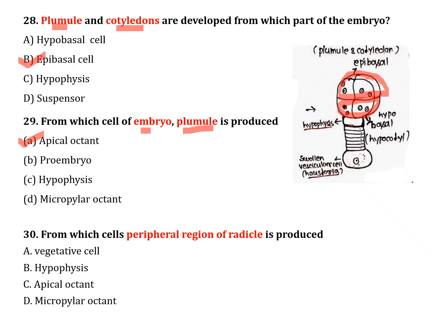The next question, number 30. From which cell is the peripheral region of radical produced? Option A, vegetative cell. Option B, hypophysis. Option C, apical octant. Option D, micropylar octant. Correct answer is option B, hypophysis. This is the hypophysis cell which forms the radical. And this is the swollen vascular cell. It is called haustoria.